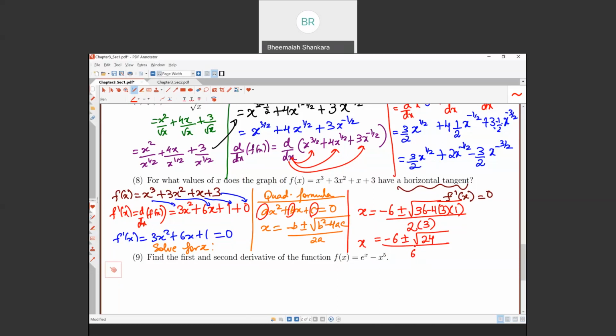So the question asks for what value of x the graph has a horizontal tangent. These are the two values of x for which the graph will have a horizontal tangent.